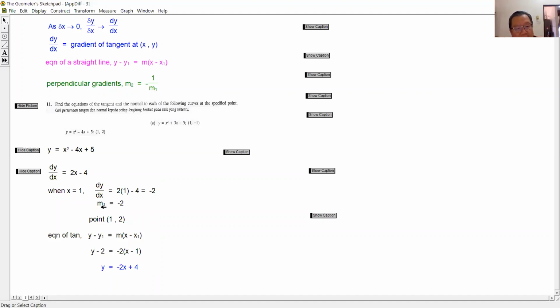One more time. I find the gradient of the tangent, dy/dx, is negative 2, and I call this gradient of tangent m1. The given point is (1, 2). So making use of the gradient and the point, we can find the equation of the straight line using this formula: y minus y1 equals m(x minus x1). Substituting the gradient and the point into this equation, we will get the equation of the tangent.